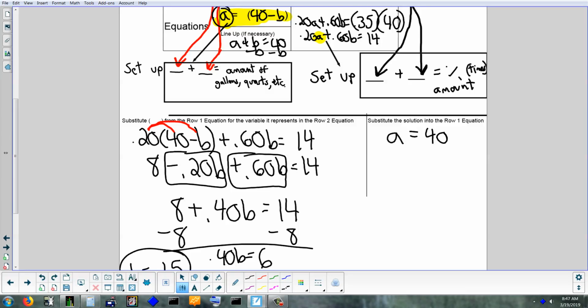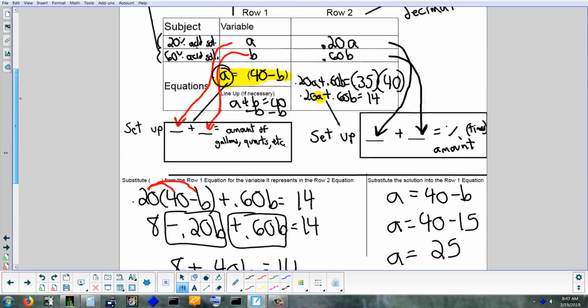40 minus B. We know what B is now, right? So instead of B, what am I going to write? You would write 15. A equals 40 minus 15. A equals, what would I get? Anybody know? 25. A equals 25. All right?